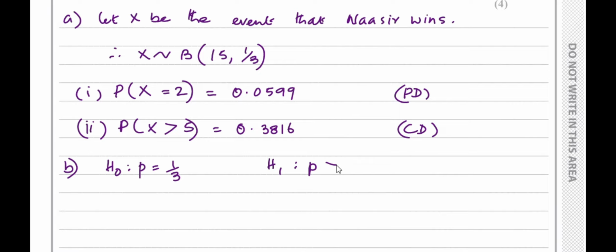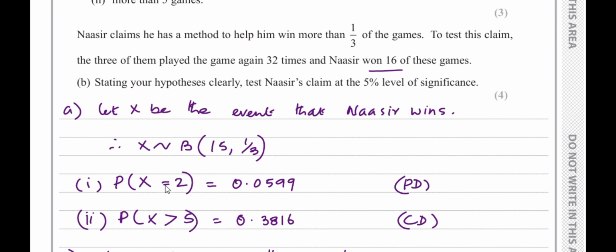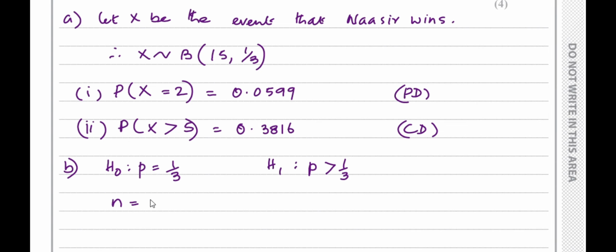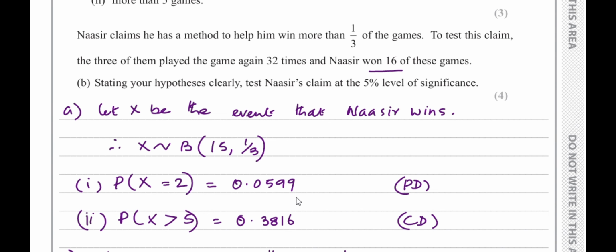So we're going to test it. Therefore, P is greater than 1/3. Okay. Then what's the number of trials? He played 32 times and won 16 of them. So we can say n is equal to 32. Let's say X is the number of wins. He's got 16 of them.